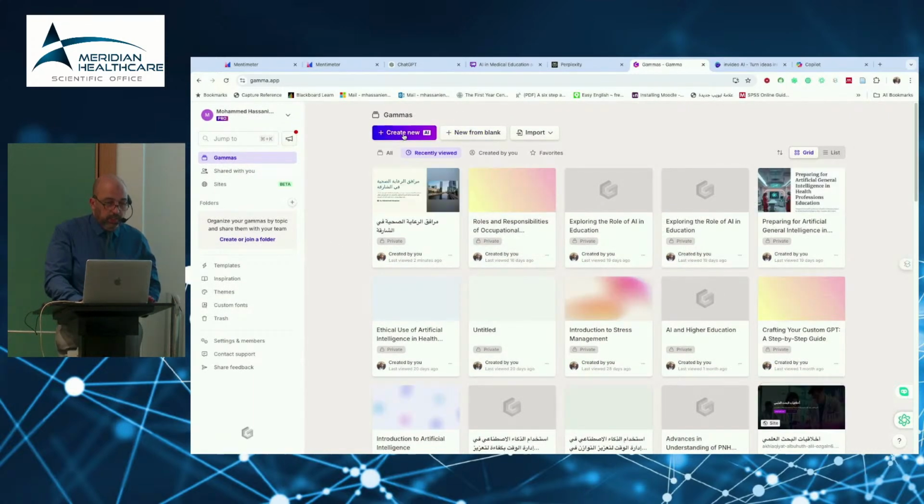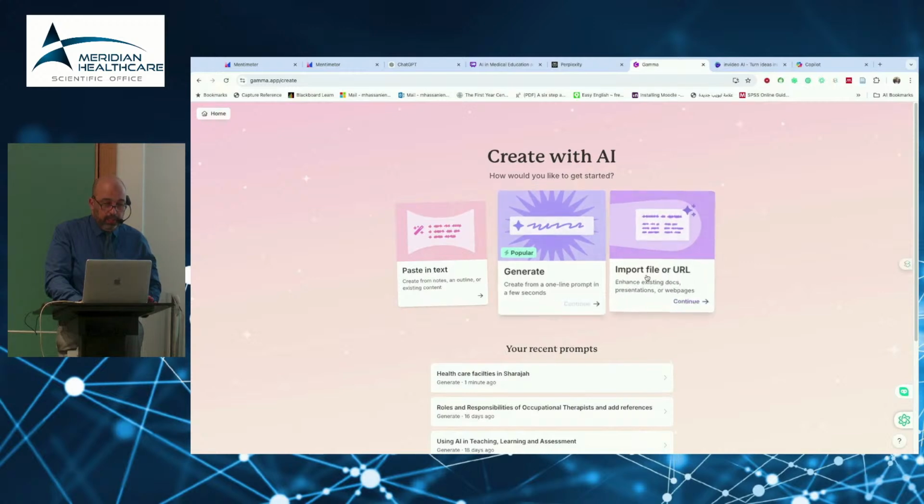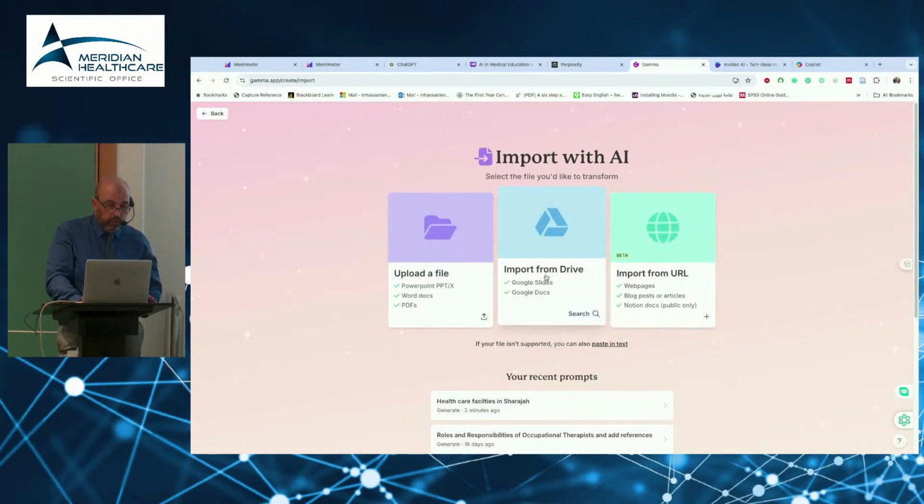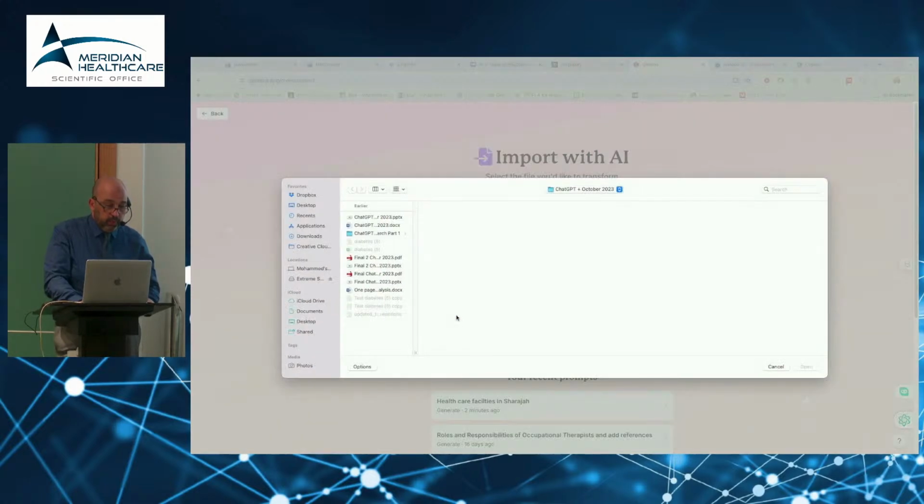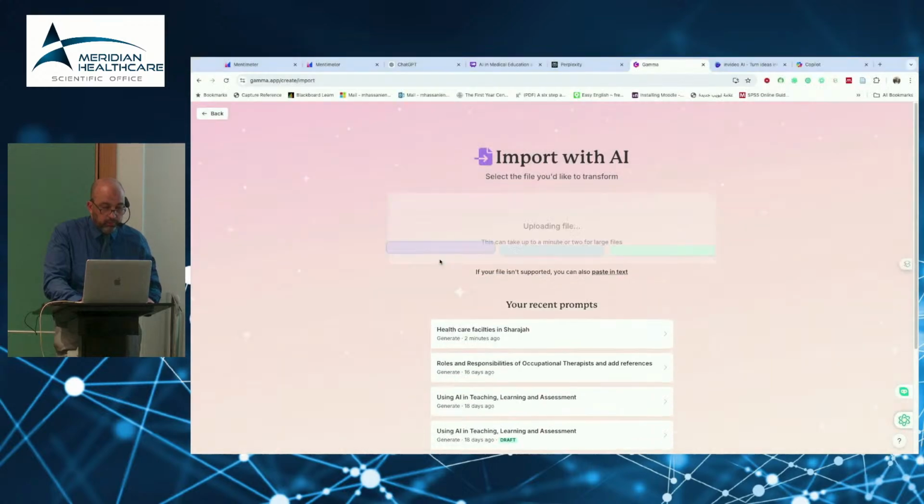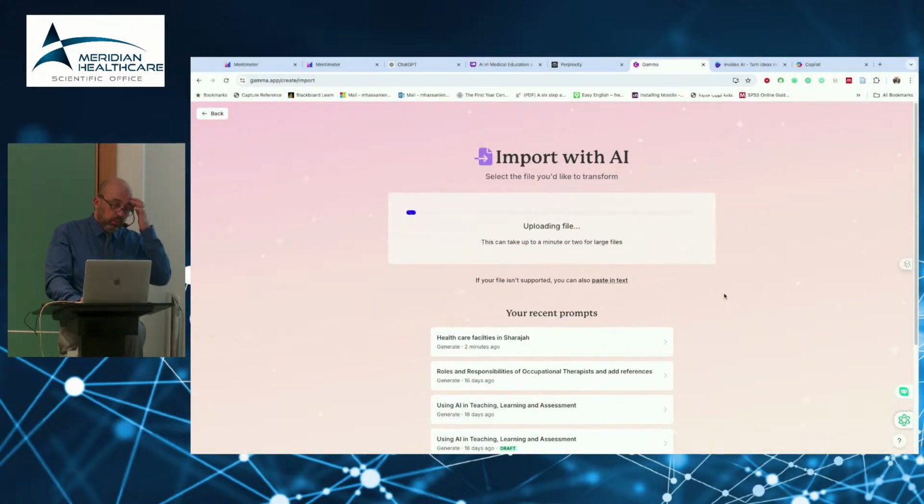go to create new, and from this, import file or URL. You can import a file, even a PowerPoint presentation, or Word document, or PDF. So I can select one of my PDFs. For example, I have one here, which is this. This is an article about using GLP-1, which is like Ozempic, glucagon-like peptide for obesity.